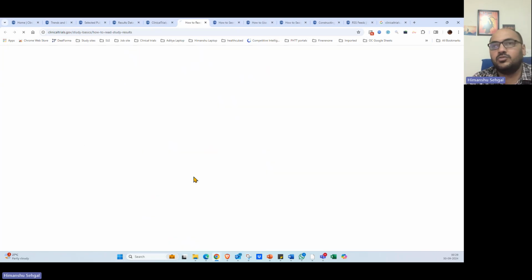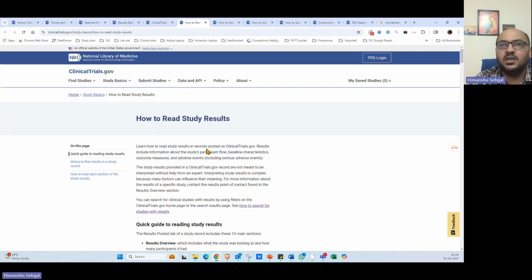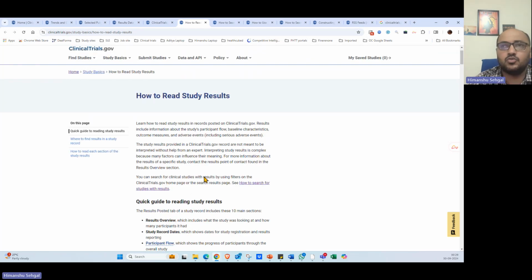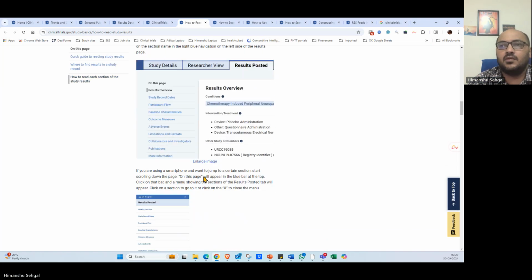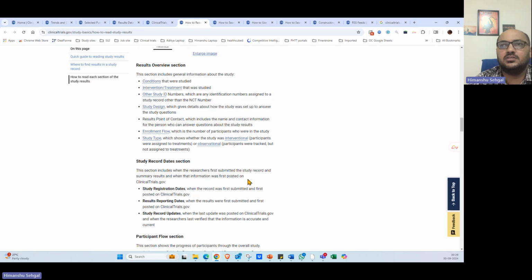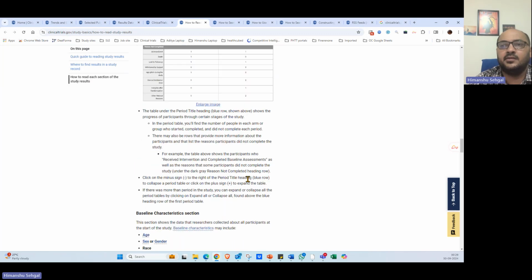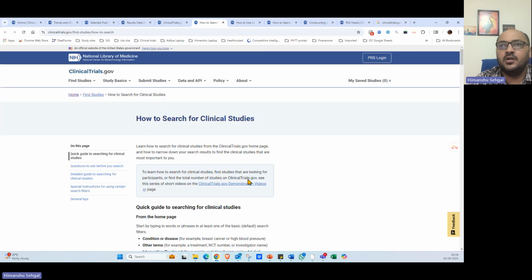Sorry, one more thing which I forgot to talk about is results. In some studies, there are results given at the bottom. Again, these results are submitted by the pharma companies on clinicaltrials.gov. The government does not tag results from one place to another. Pharma companies do that. So results are given here. This shows how to read these results and so on. So moving on, how to search for clinical trials. We'll talk about that.